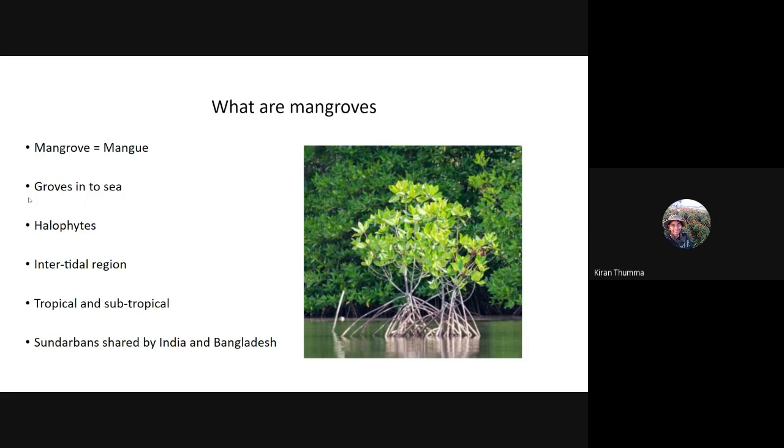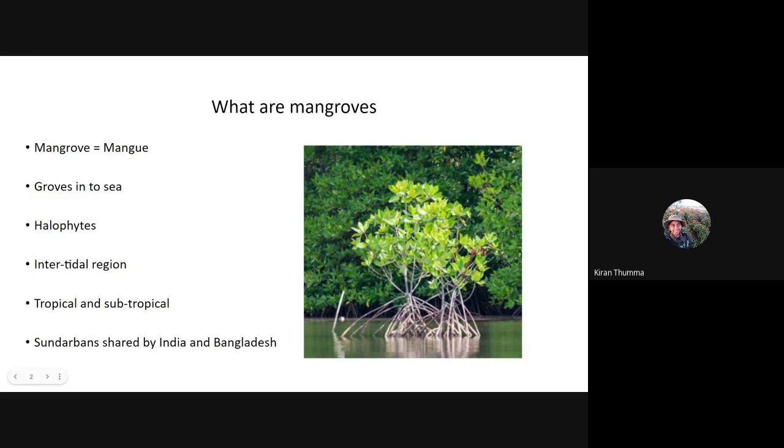Mangroves are botanically categorized as halophytes. Halophytes are plants which can tolerate salt. As I told, mangroves grow in the sea, and the challenge in the sea is that sea water has salt. So mangroves are plants which can tolerate salt, and they are species which grow in the intertidal region. What is the intertidal region? It means they grow between soil and water bodies. That means they grow near the sea or a mud flat, and you can find them in tropical and subtropical ecosystems.